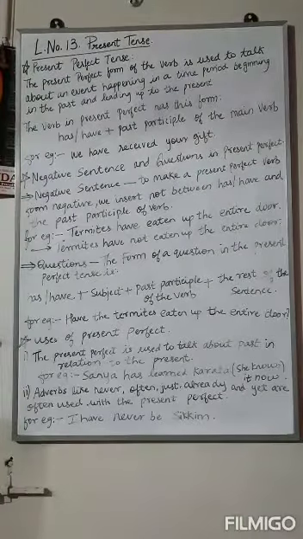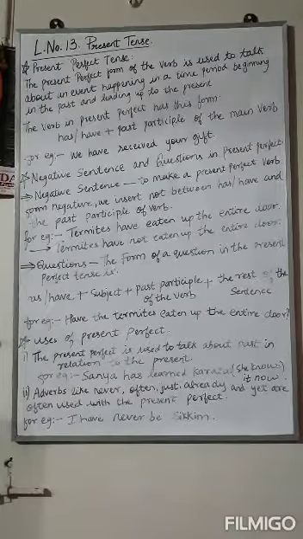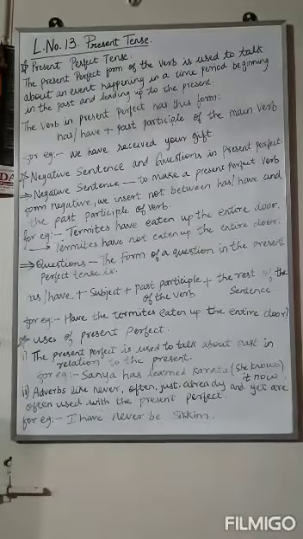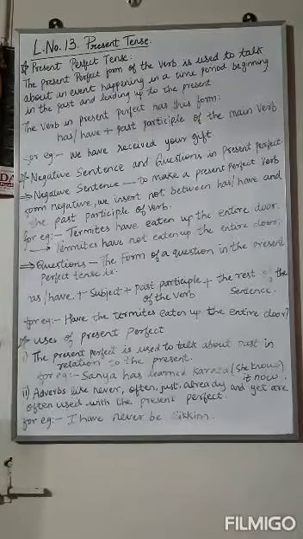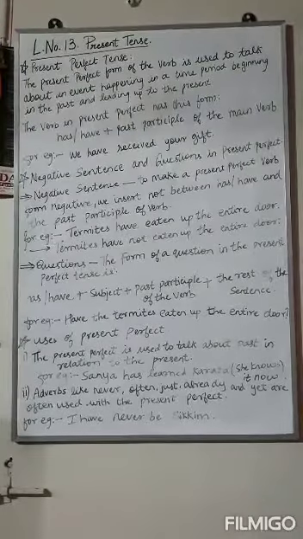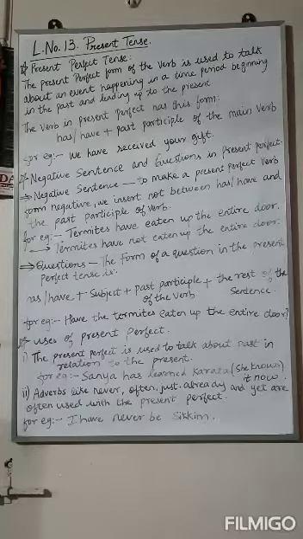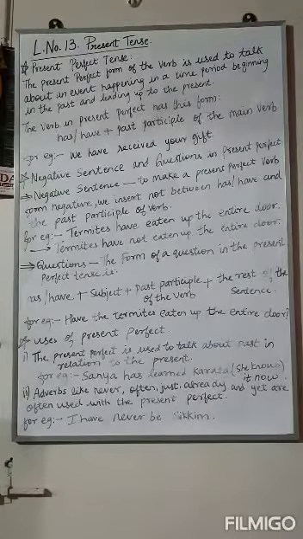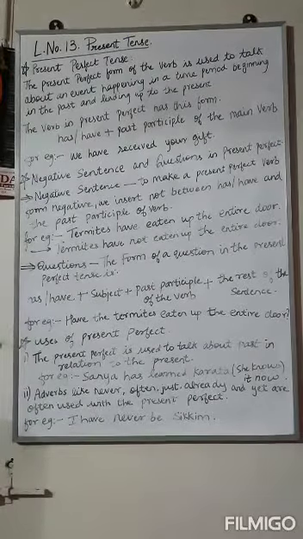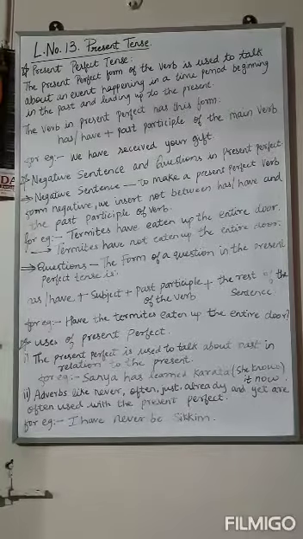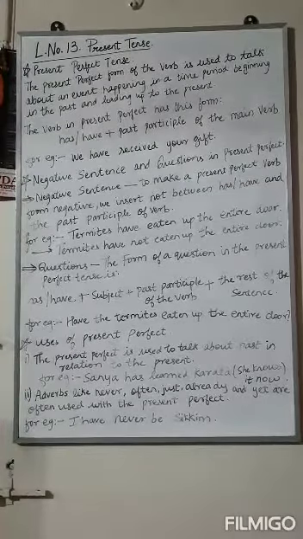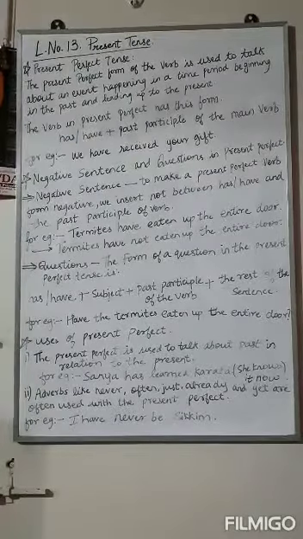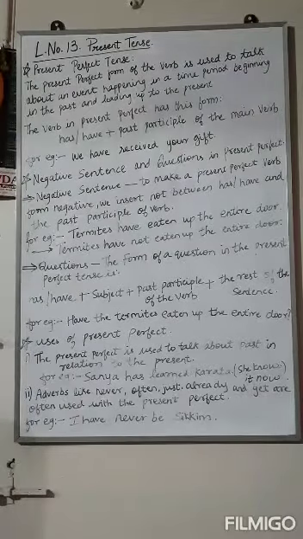Now how will we use it in negative sentences and in question form in present perfect? To make a present perfect verb form negative, we insert not between has or have and the past participle of the verb. For example, termites have eaten up the entire door. Now you have to make it negative. So how will you do it? Termites have not eaten up the entire door. Means you have used the word not after have.